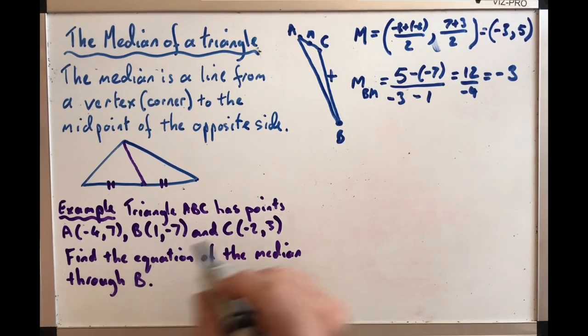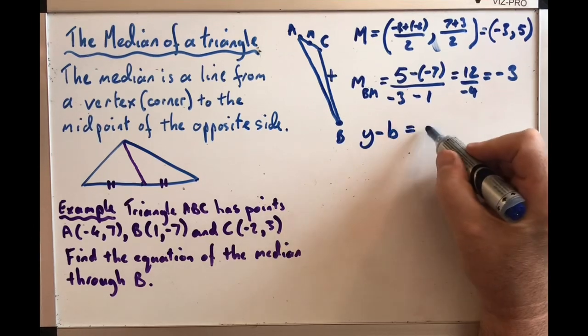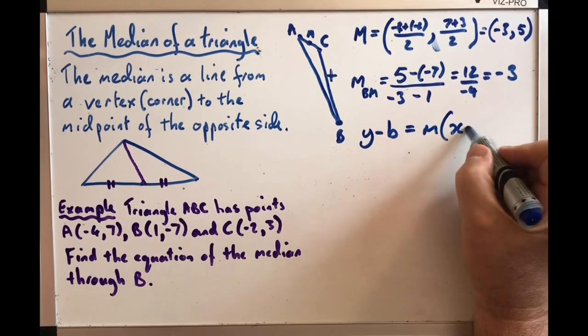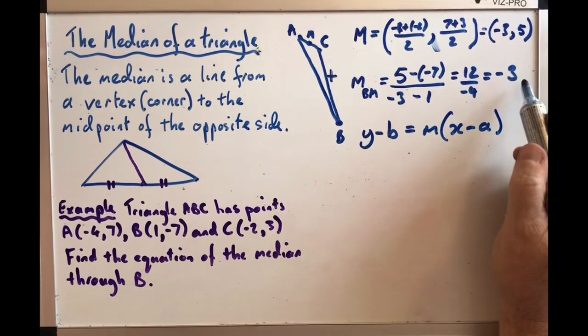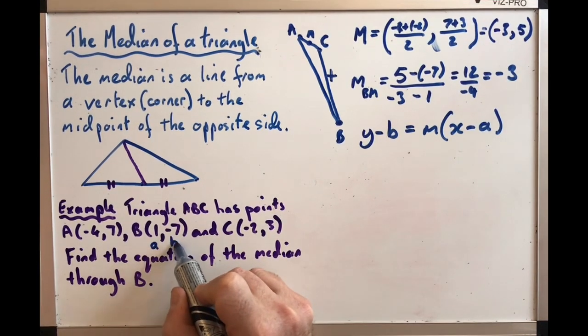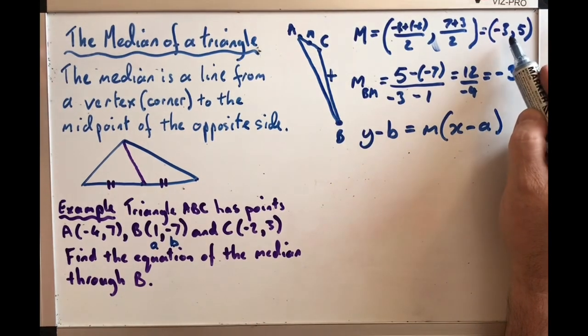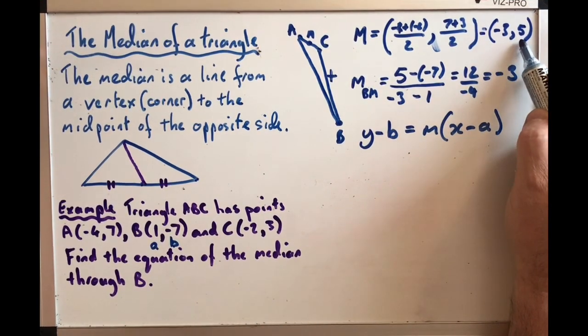So remember, we're going to use y minus b equals m(x minus a). We've got our gradient, it's -3. I'm going to use that as A, that as B. Remember, it's either that one or the midpoint I could have used. I could have used this one and called that A and that B. Give me the same answer in the end.